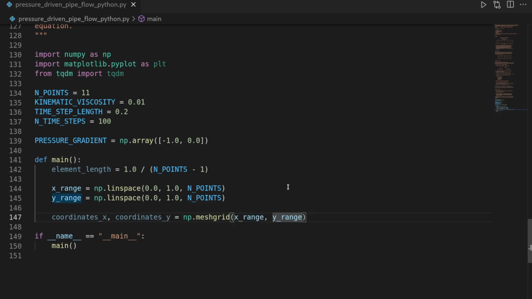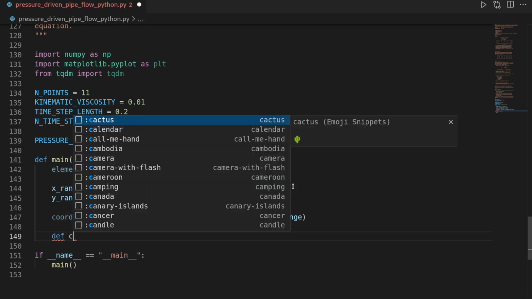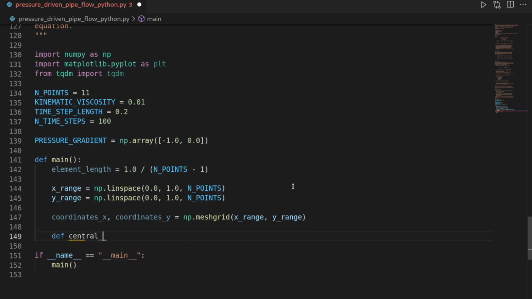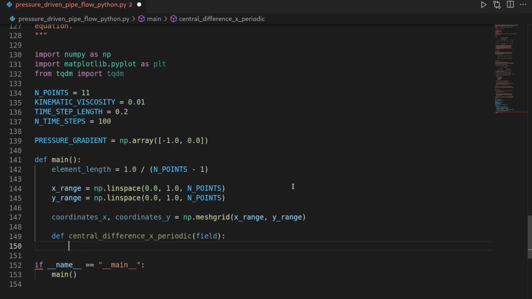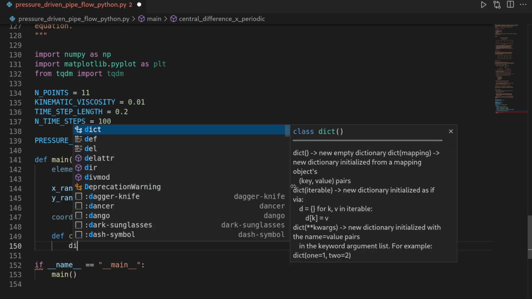Before we start our time loop, let's define the discretized spatial derivatives. So first, let's do the central difference. So central difference in x periodic, so the periodic version here. And this one takes a field. So in our case, this will just be the u velocity. And then we have a differentiated field.